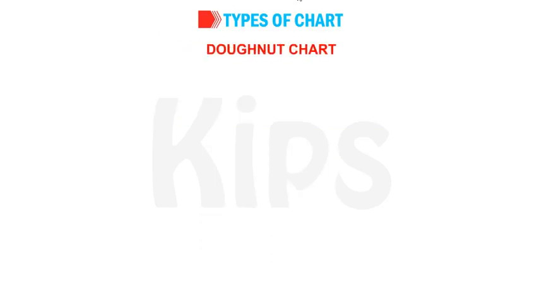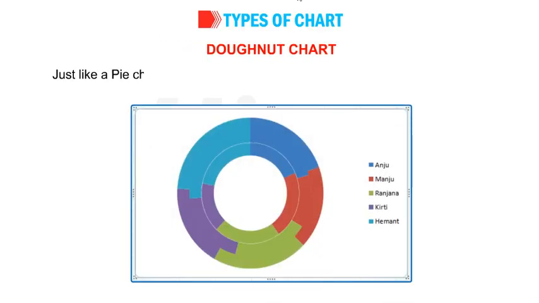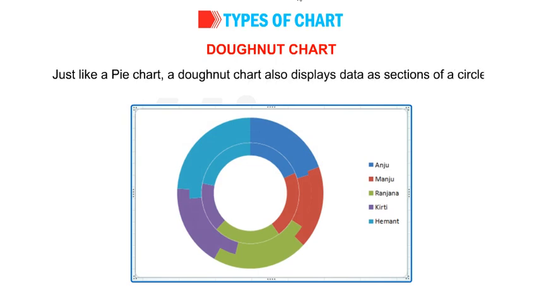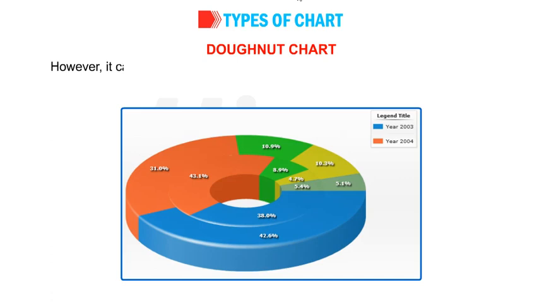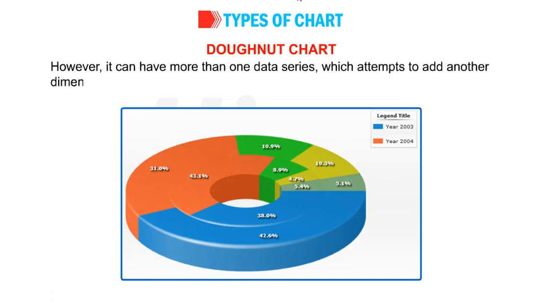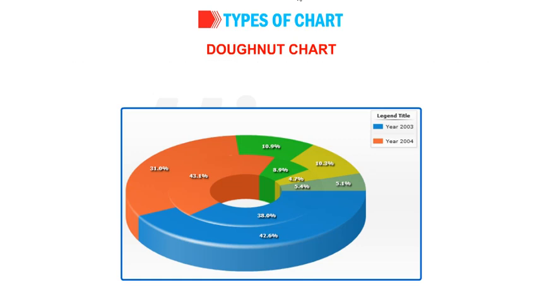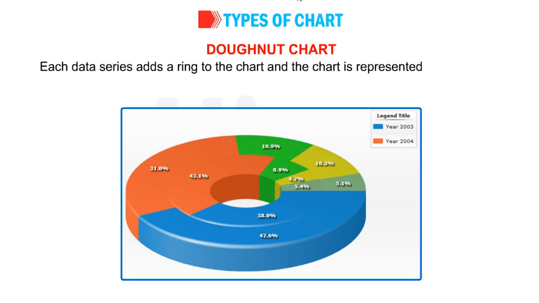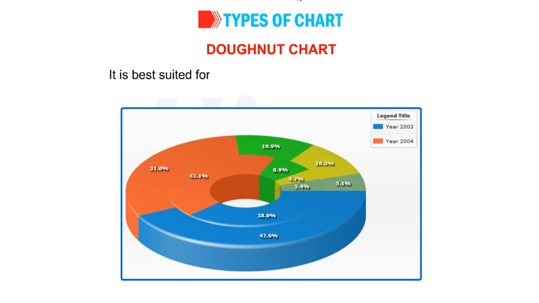Number 7. Donut chart. Just like a pie chart, a donut chart also displays data as sections of a circle. However, it can have more than one data series, which attempts to add another dimension to pie chart. Each data series adds a ring to the chart and the chart is represented in the form of concentric circles. It is best suited for showing the proportional nature of data.